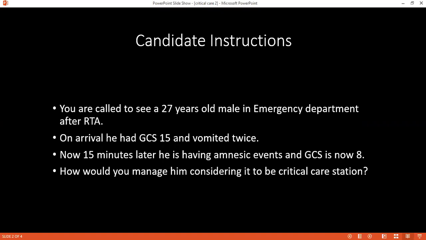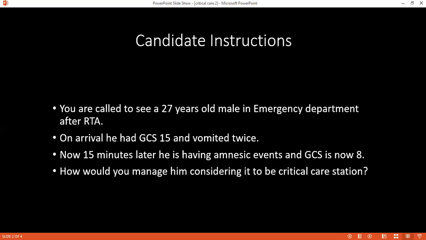Eye response is 4. Number 4 is maximum. Yes, and verbal is 5, and then motor is 6.